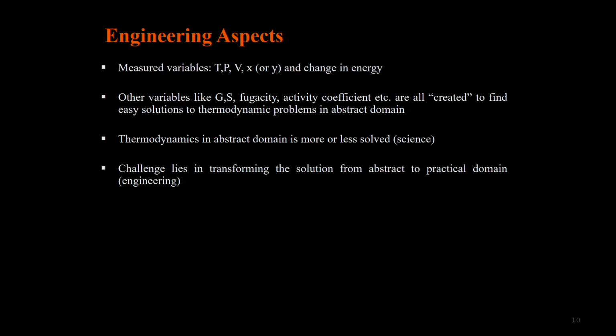In general, like I said early on, the measured variables are going to be temperature, pressure, volume or density, and the mole fractions of the chemical species. There's a bunch of thermodynamic variables which we are going to introduce, such as Gibbs free energy, entropy, fugacity, etc. All of these are created so that we can find an easy solution to our thermodynamic problem. As far as this abstract domain is concerned, the problem is more or less solved, but the challenge lies in translating this solution to the real world domain where it is of practical importance, and that is where most of our focus is going to be.